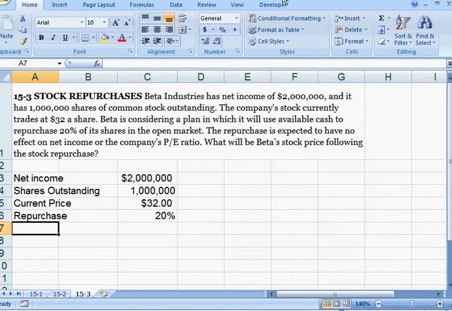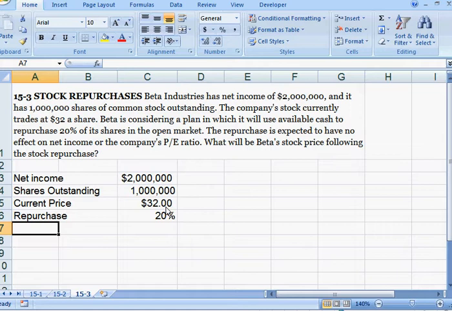This is a video on problem 15.3 from your text, and this is about the results of a stock repurchase. And the situation is from the problem. Company has $2 million in net income that they could distribute right now as dividends. They also have 1 million shares outstanding.